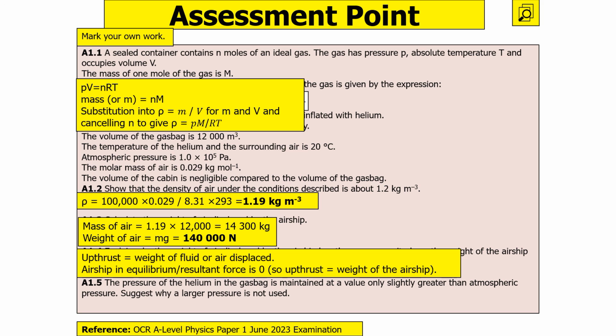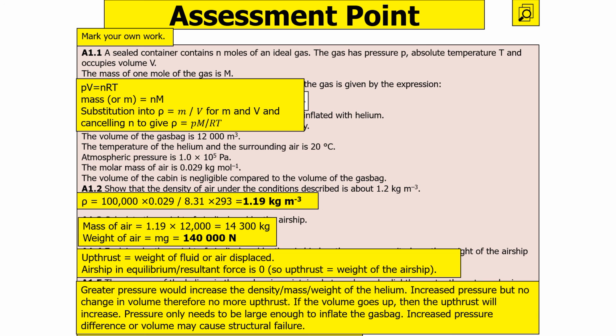So the upthrust must equal the weight of the airship. And then finally in the last one, the greater pressure would increase the density or the weight of the helium. An increased pressure but no change in volume would therefore have no more upthrust. So if the volume does go up, then the upthrust would increase. Now the pressure only needs to be large enough to inflate the gas bag, and an increased pressure may then cause a structural failure in the actual component with that increased pressure.